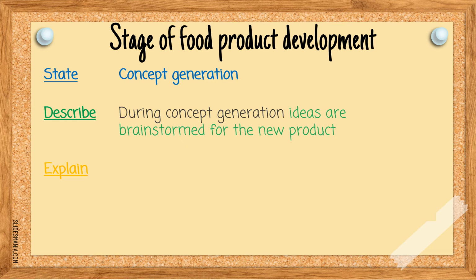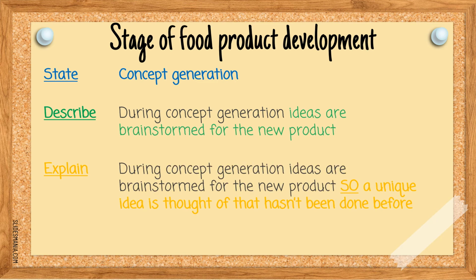If you're asked to explain this stage of food product development, you want to expand your description and give a reason why we would want to brainstorm ideas. So a unique idea is thought of that hasn't been done before.